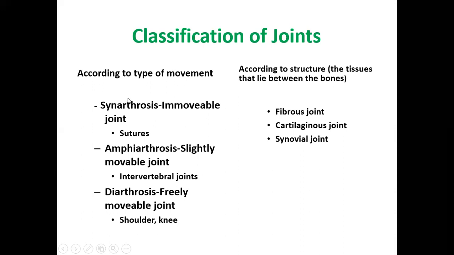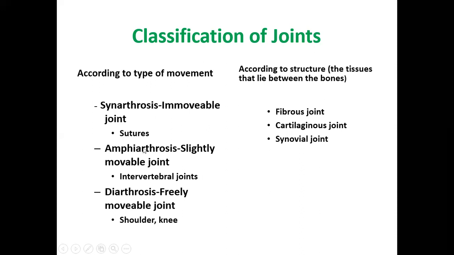The first one is called synarthrosis. Depending on the type of movement, synarthrosis means immobile joint. So there are no movements. Such joints are called immobile joints, or synarthrosis. Arthro means the joint. The best example for this kind of joint is the sutures in the skull. When the skull bones come in contact, those are also joints, but there are no movements at the skull. Such joints are called synarthrosis. The best example for this is the sutures.